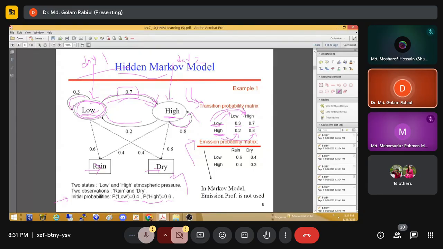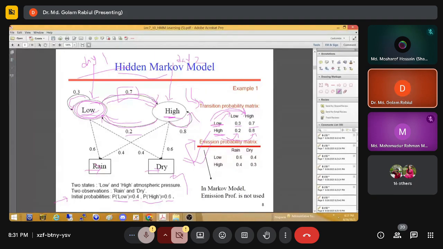So here is the point. Transition from high to low atmospheric pressure is 0.2. These kinds of probabilities are called transition probabilities. Then another probability we need to know is called the emission probability. So there are three kinds of probabilities we need to know in a hidden Markov model.